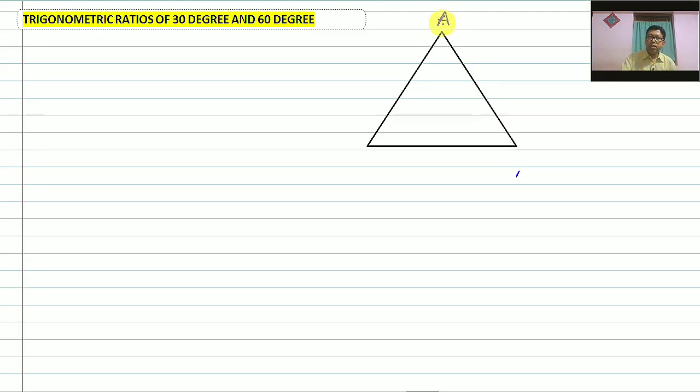Say this triangle is ABC, whose all sides are equal. That means 60 degrees. Okay, angle B is equal to 60 degrees, angle A is equal to 60 degrees, angle C is equal to 60 degrees, all the angles are equal.